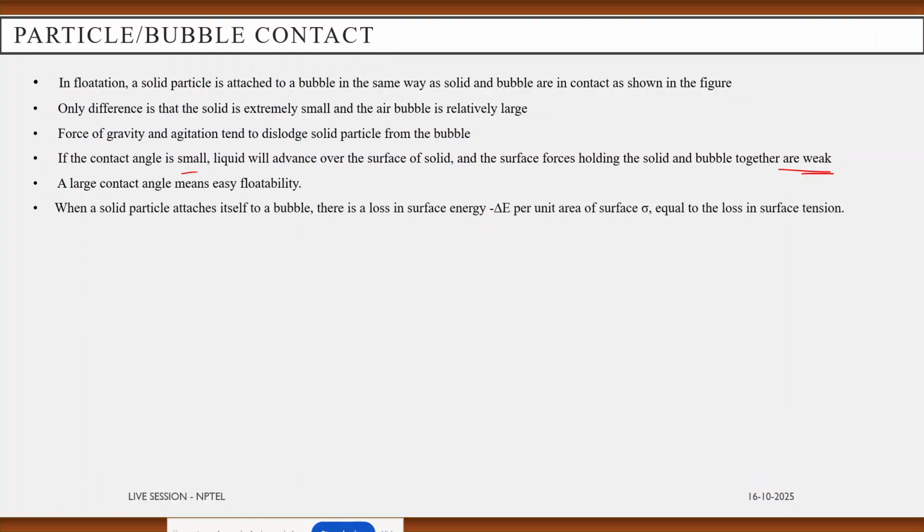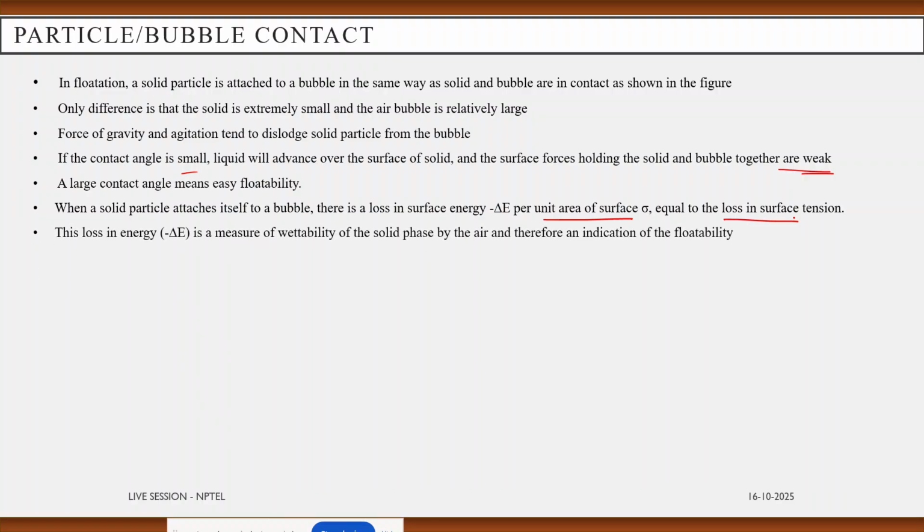So when the solid particle attaches itself to a bubble, there is loss of surface energy per unit area of the surface. That is equal to the loss in the surface tension. This loss in energy is measured by the wettability of the solid phase by the air, and therefore it is an indication of the floatability. It represents the work required to separate the air from the unit surface of the solid.